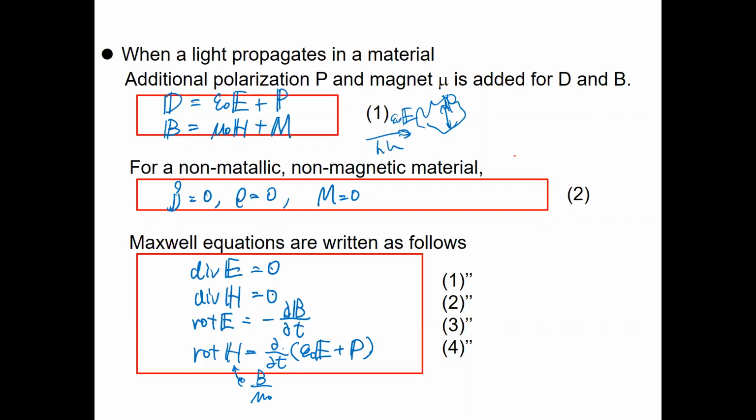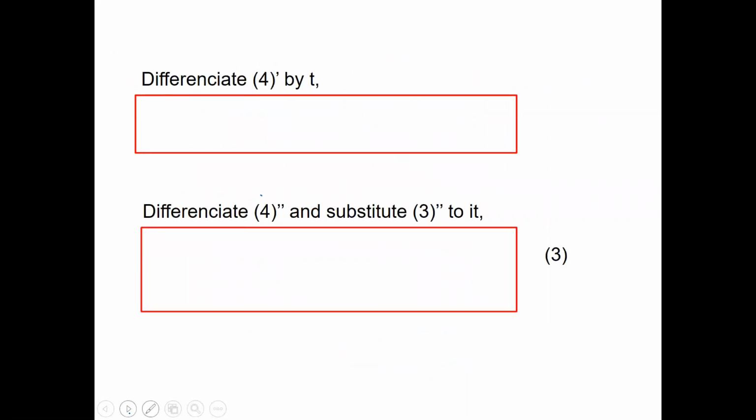And again, we will differentiate equation 4 to obtain the rotation of dB/dt equal to d squared over dt squared of epsilon 0 E plus P.